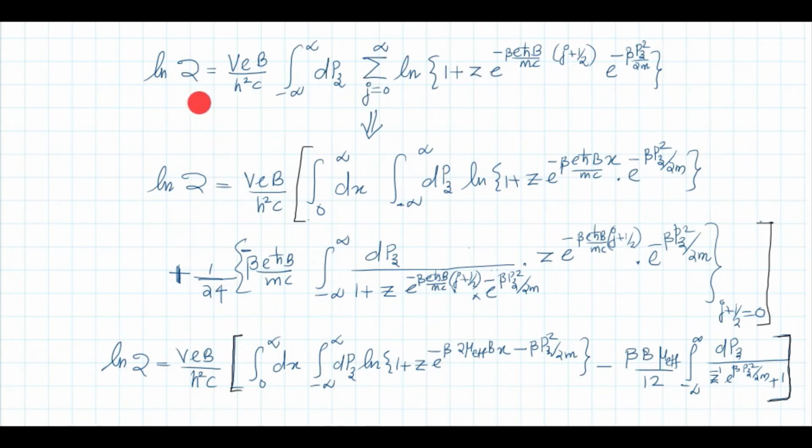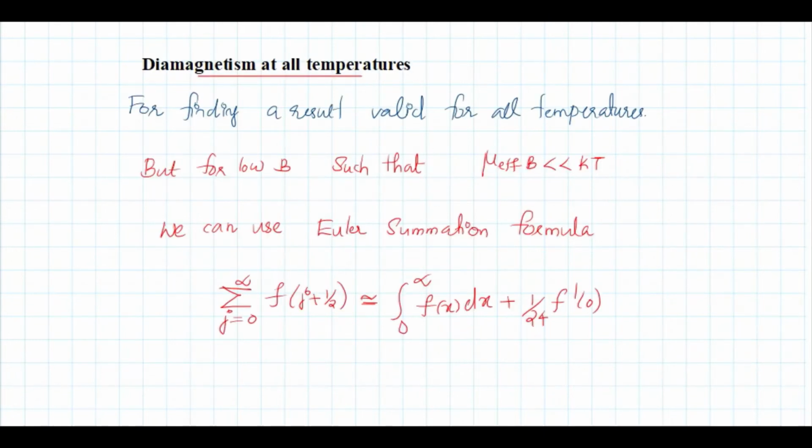Our expression is log theta equal to V e B by h squared c, integral from minus infinity to infinity dp_z, into the sum over j equal to 0 to infinity of log of 1 plus z e raised to minus beta eħB by mc (j plus half) into e raised to minus beta p_z squared by 2m. We have to replace this sum with the integration. So this sum will get replaced with the integral from 0 to infinity dx. At the same time, you have to replace all the j plus half with x. That will give you this first term.